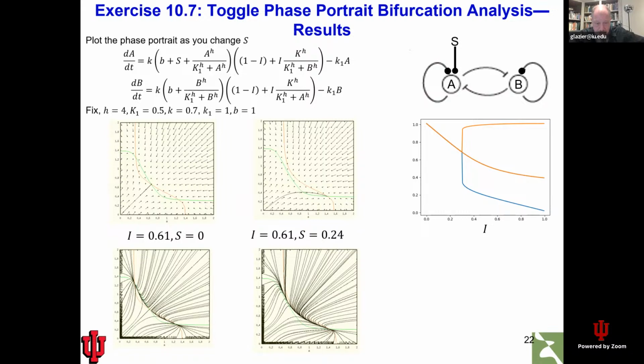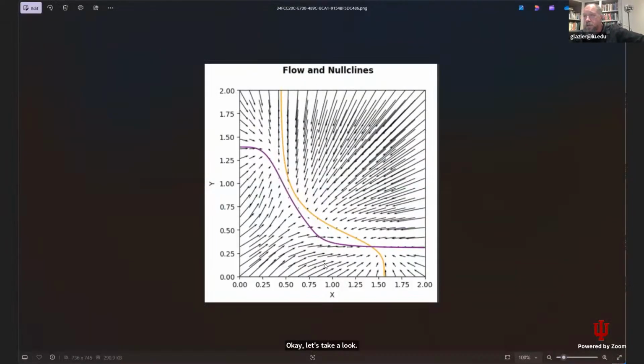Okay, let's take a look. Yeah, so that looks pretty much like what I have here, where even though if I'm far away from the fixed points, the flow looks very much unchanged. Because the null lines, your purple and orange null lines, aren't crossing anymore, I only have a single fixed point. It's at x equals 1.5, y equals about 0.3.